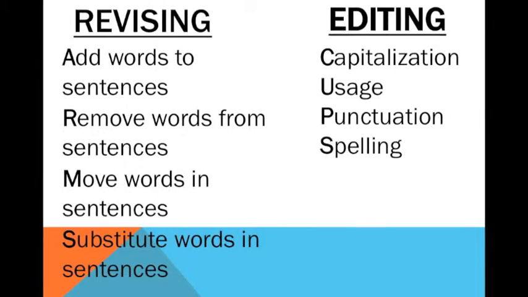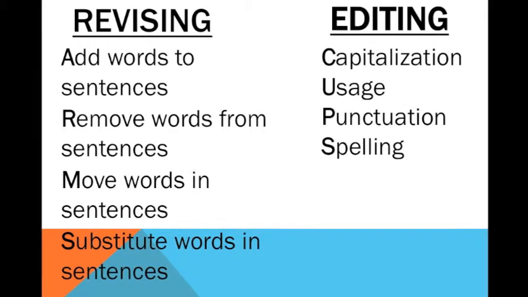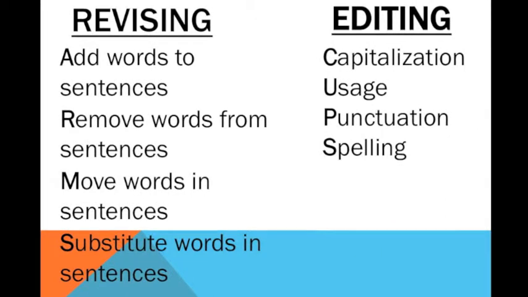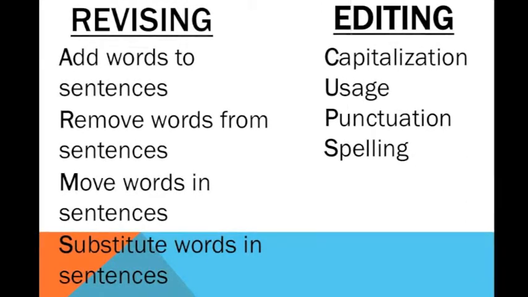ARMS is the acronym for revising. A stands for add words to sentences. R is remove words from sentences. M means move words in the sentences, and S is substitute or change words in the sentences. CUPS is the acronym used for editing. C stands for capitalization, U for usage, P for punctuation, and finally S for spelling.